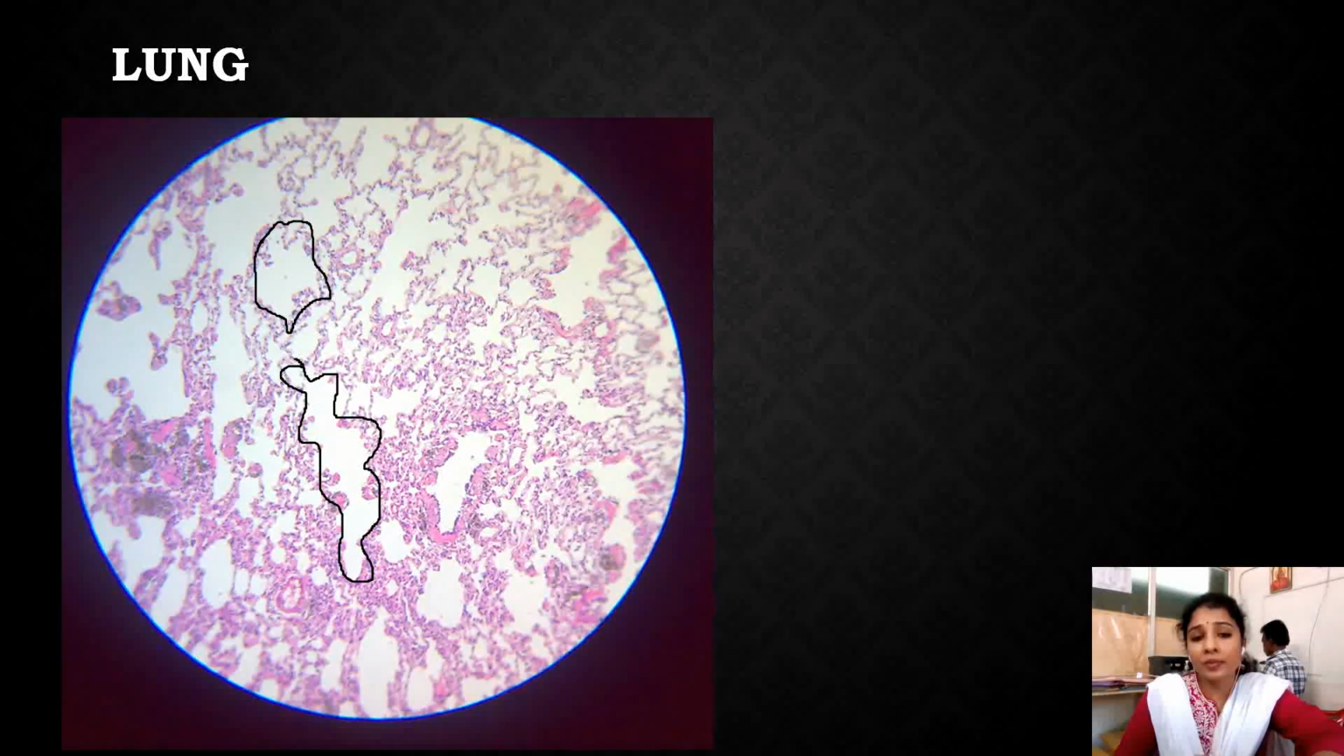There are two types of cells which line these alveoli, which are called type 1 alveolar cells or type 1 pneumocytes, and type 2 alveolar cells or type 2 pneumocytes.